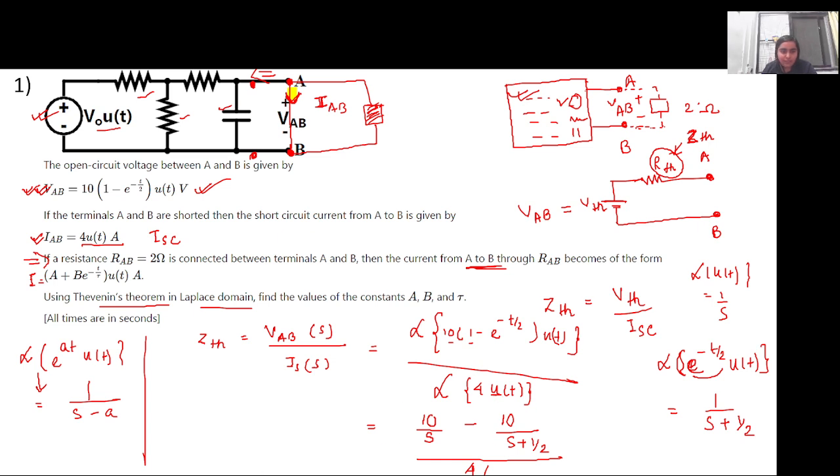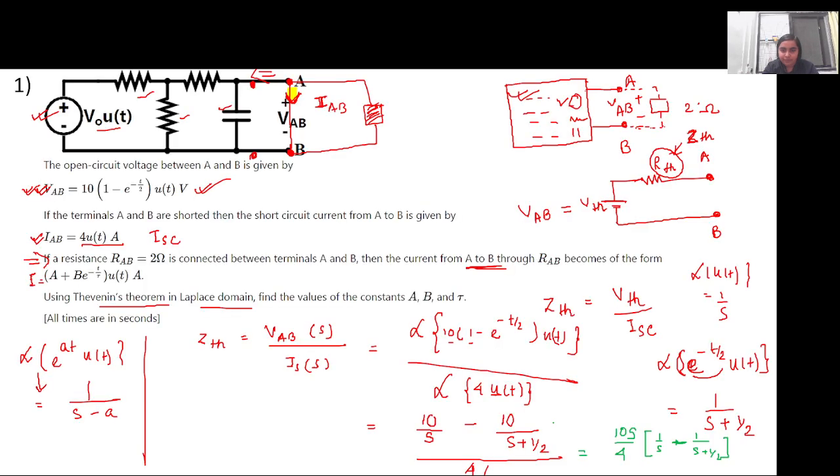So let us simplify this and write. I'll just use a different color, otherwise it will get mixed up. So this will be equal to, 10 we can take common outside, and in the denominator there is 4. So let's take 4 common. Now this becomes 1 by s minus 1 by s plus half, and this s goes up, right?